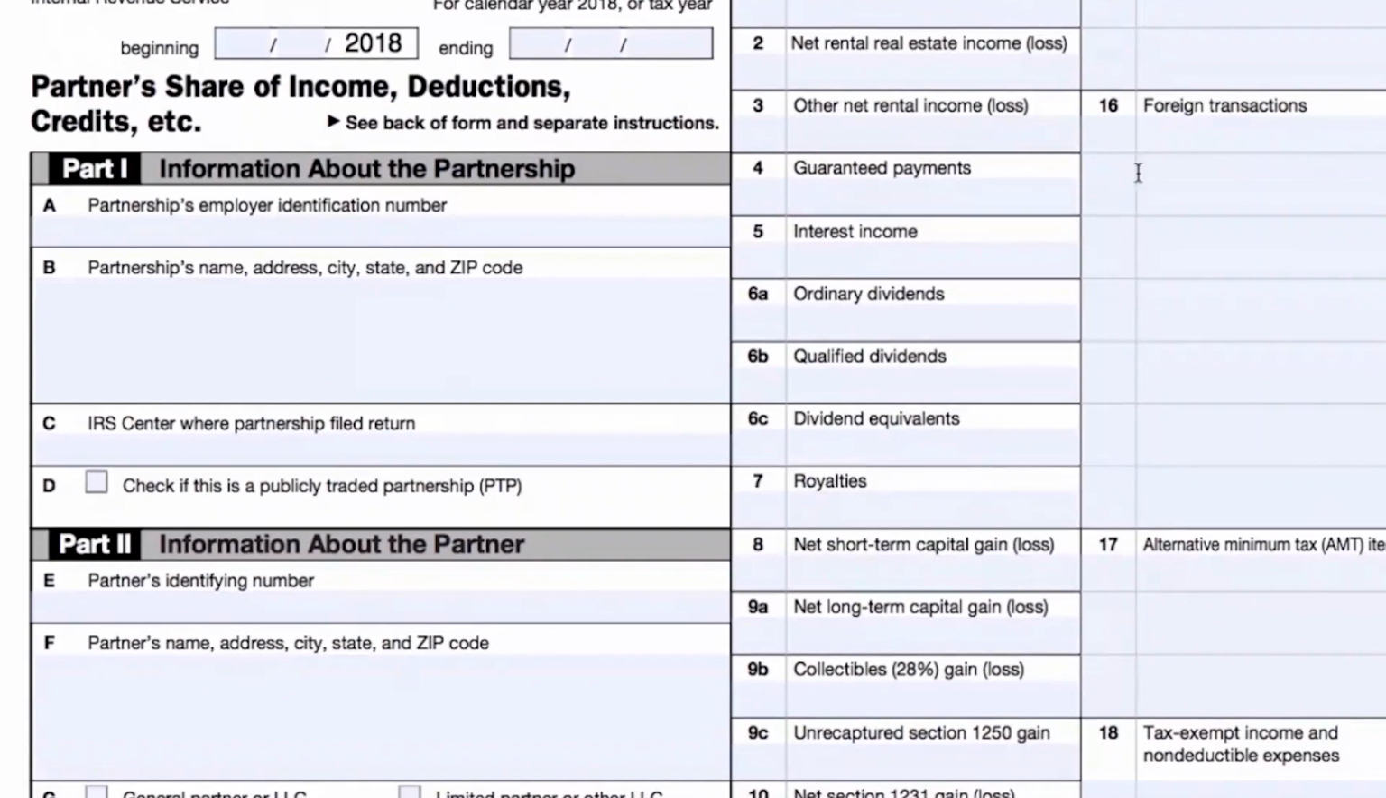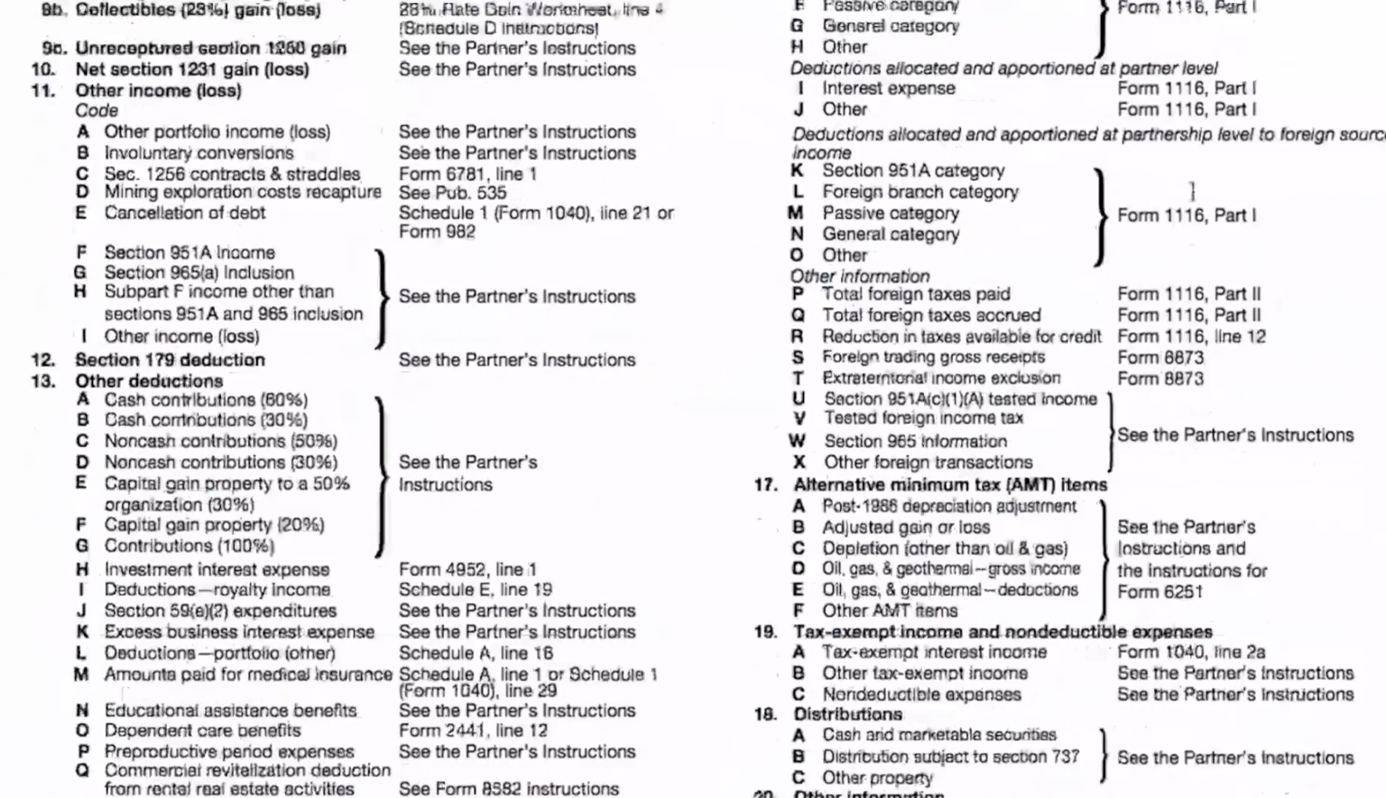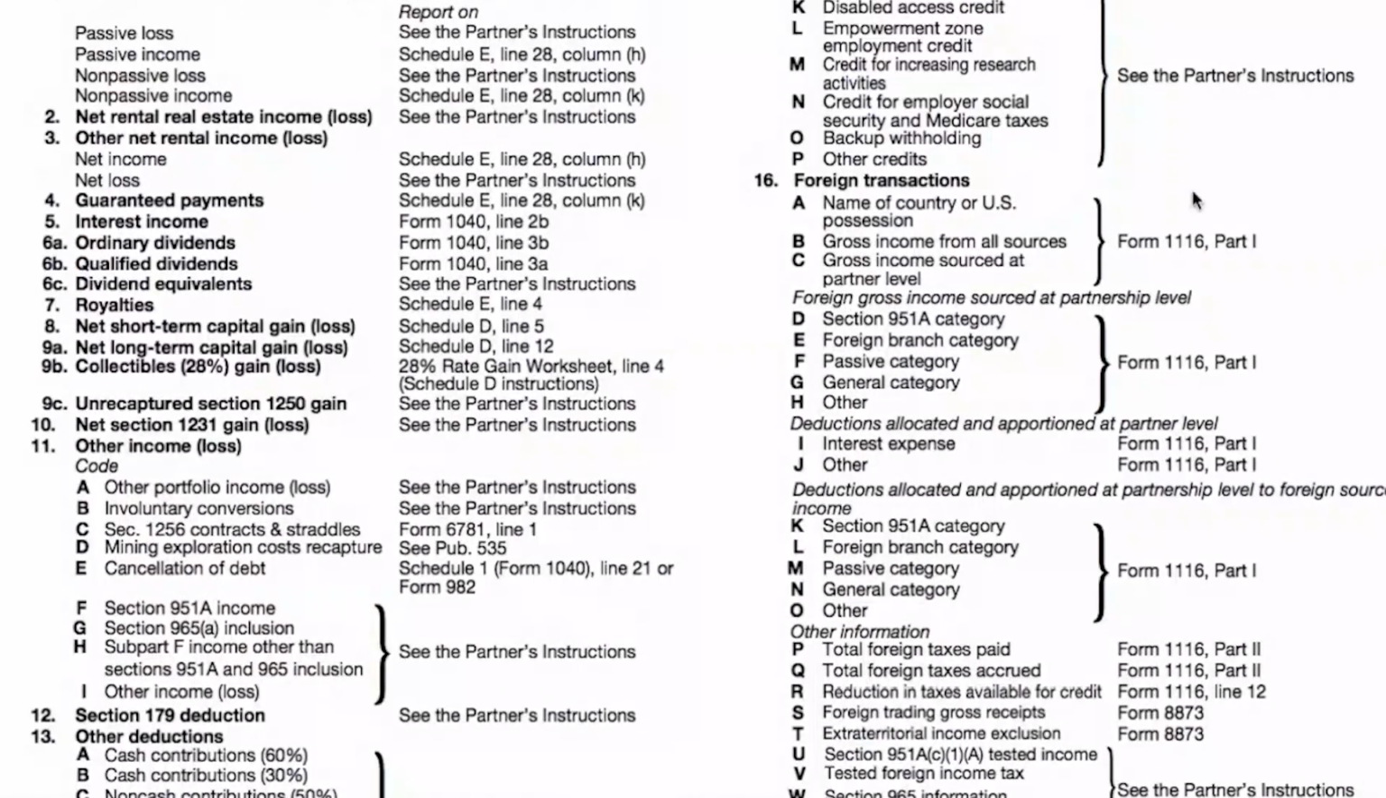Often under many of these blocks, you'll see multiple lines, and that's where there can be a letter in the box that indicates the type of amount to the right of it. And on page 2, you'll see there's codes for what the letters mean in different boxes. So for line 11, code A means other portfolio income. Code C means section 1256 contracts and straddles.